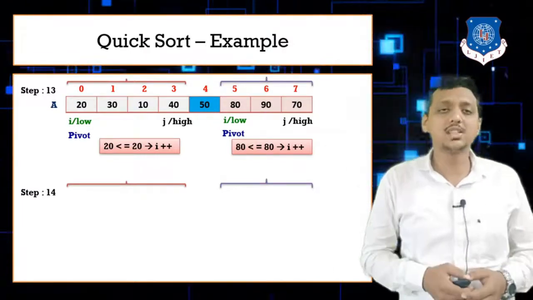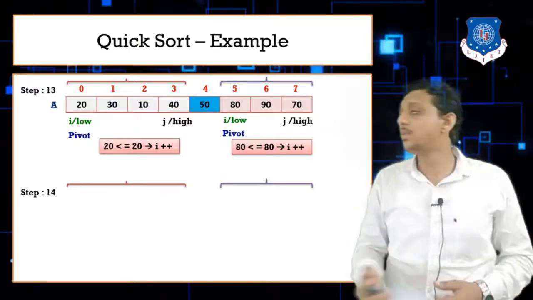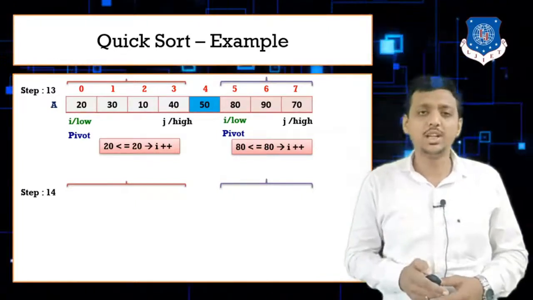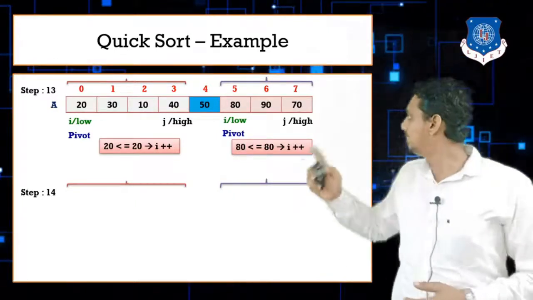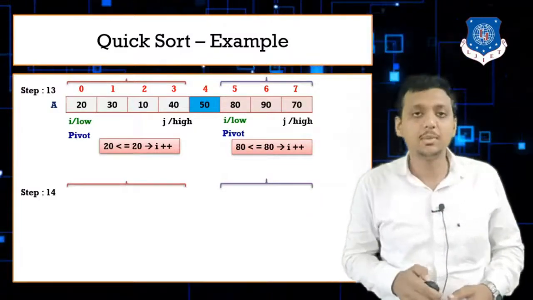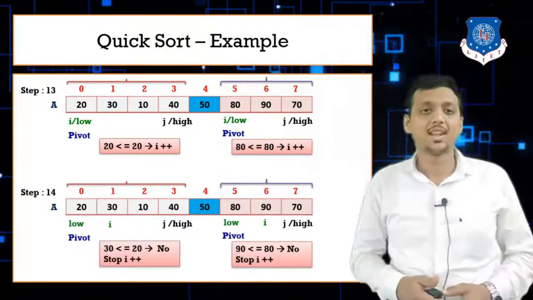So what to do next? Next, let's apply the same algorithm as previous. If I'm talking about the left sublist, then 20 is less than or equal to 20, so I will be incremented. On the right side, 80 is less than or equal to 80, so I will be incremented. So on both sides, I will be incremented. It goes like this. Fine.